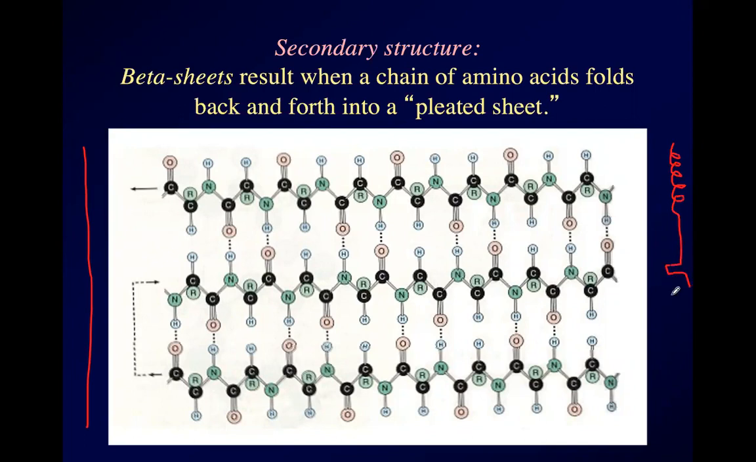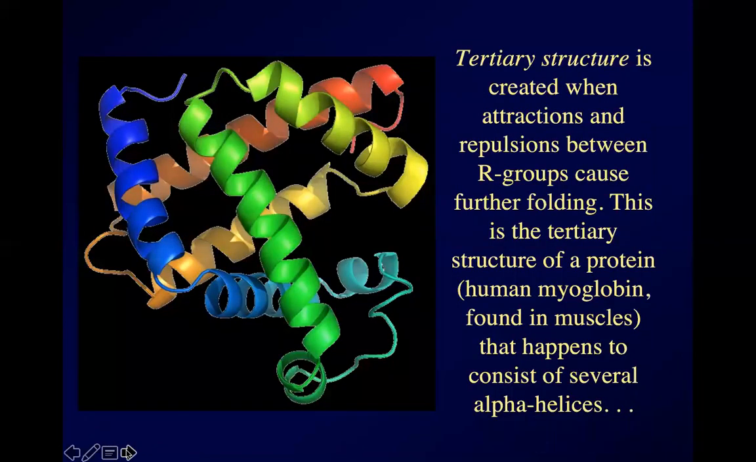And then another part is going to zigzag and form a beta sheet, and then another part might not do anything, and there we might have another helix. The helixes and the sheets are these regions of a chain of amino acids. So secondary structure affects parts of that chain. Tertiary structure affects the whole thing. Attractions and repulsions between R groups cause the entire chain of amino acids to fold up.